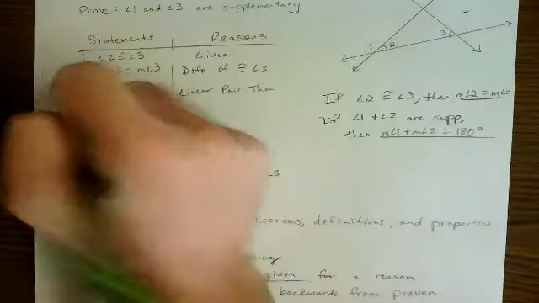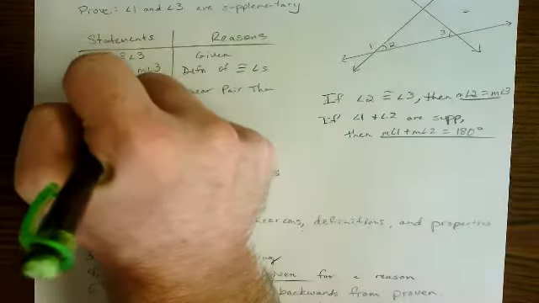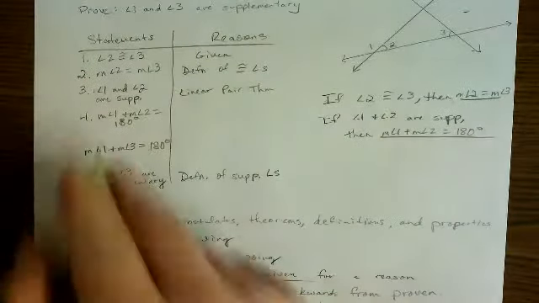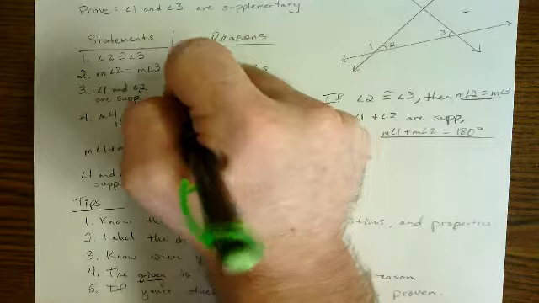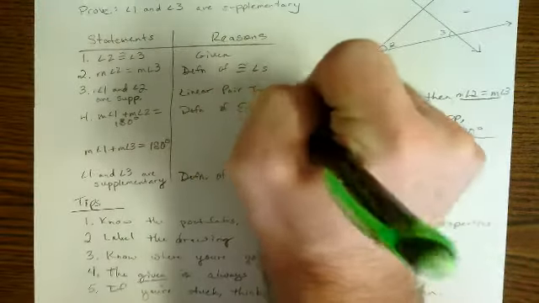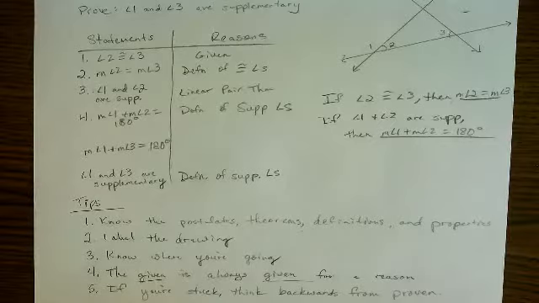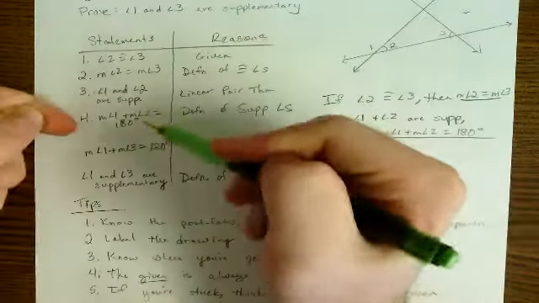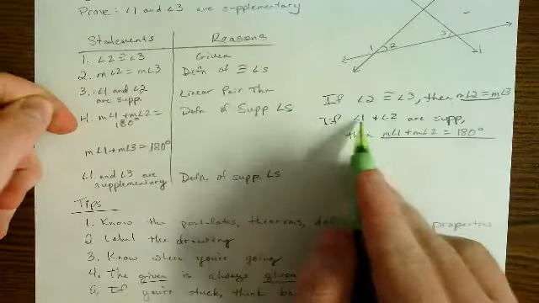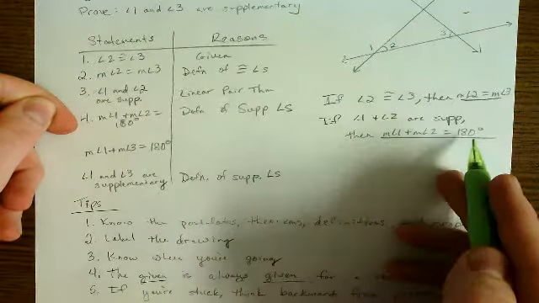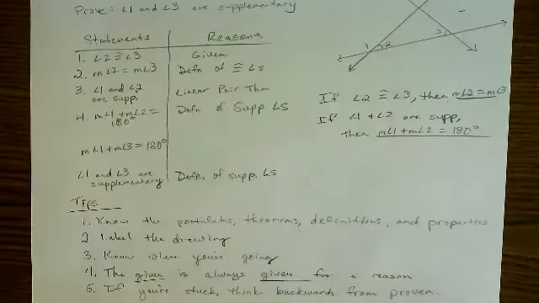So that'll be step 4. Measure of angle 1 plus the measure of angle 2 equals 180 degrees. And I know that based on my definition of supplementary angles. Definition of supplementary angles. So to go from step 3 to step 4, I just created an if statement. If angle 1 plus angle 2 are supplementary, then their measures add up to 180 degrees. All right?